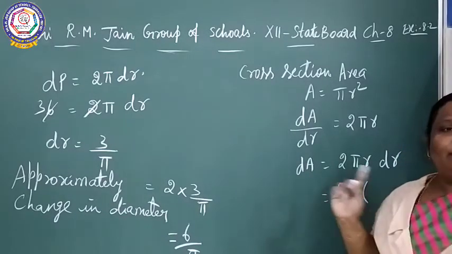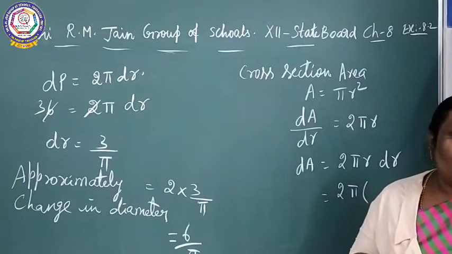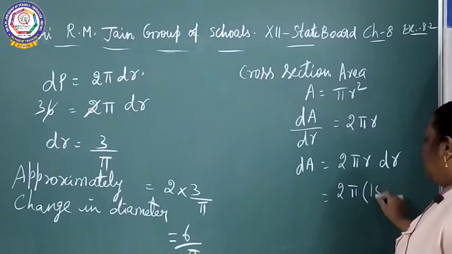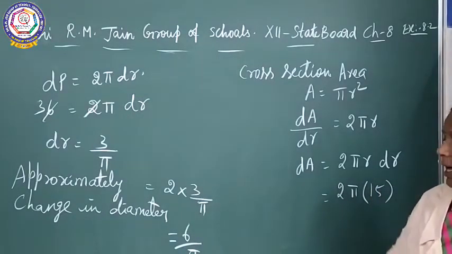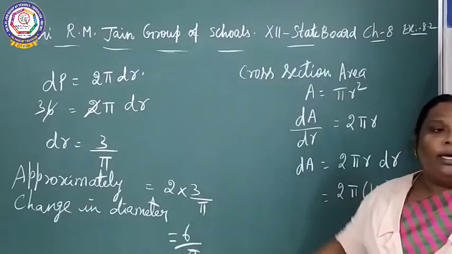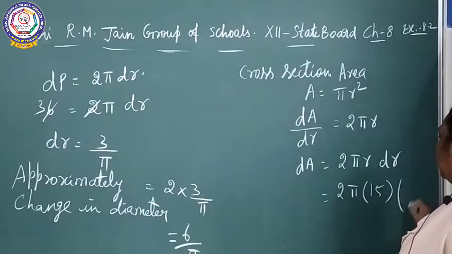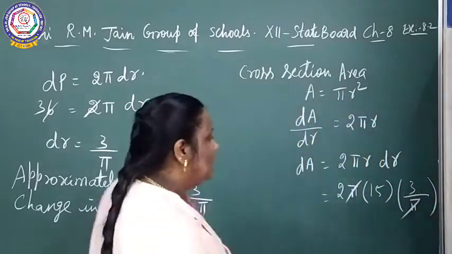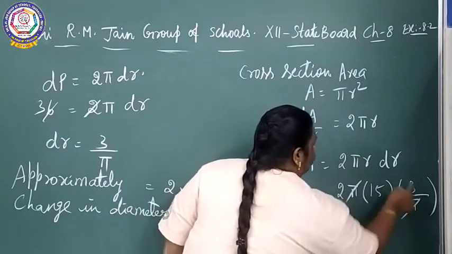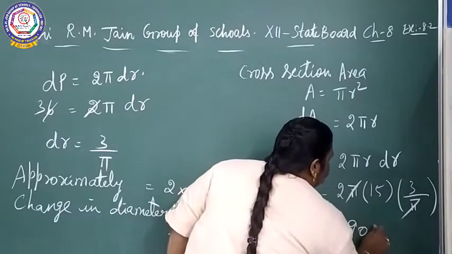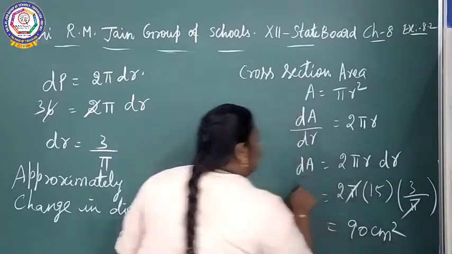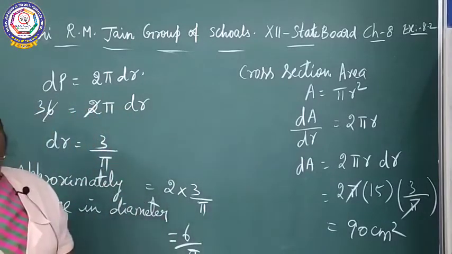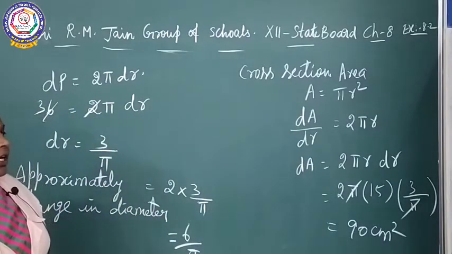So you will substitute 2 pi. The diameter is 30 centimeter, what is the radius? 15, into dr. dr is nothing but 3 by pi. Pi gets cancelled. So what is the value we are getting here? See, 15 2s are 30, 30 into 3 is 90 centimeter square. That is the change in area. 90 centimeter square, that is the change in area.